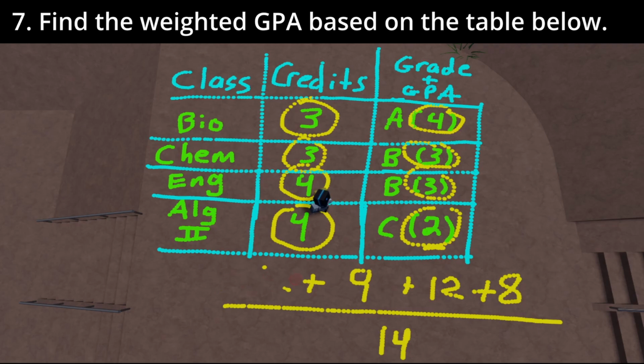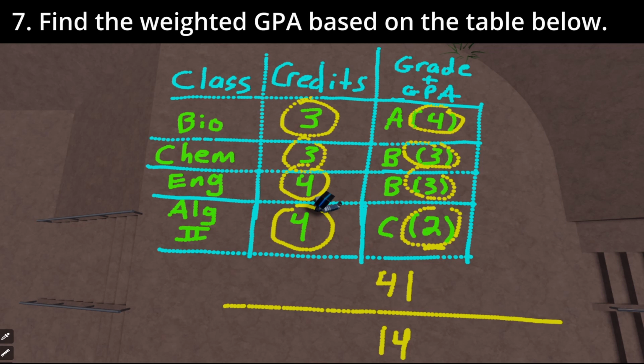Give me a bit of time to erase this. And now 41 divided by 14. Okay, this fraction is kind of massive, so let me shrink it. Here we go. 41 divided by 14. If you do that, that's just going to be about 2.93. So this is our weighted GPA.